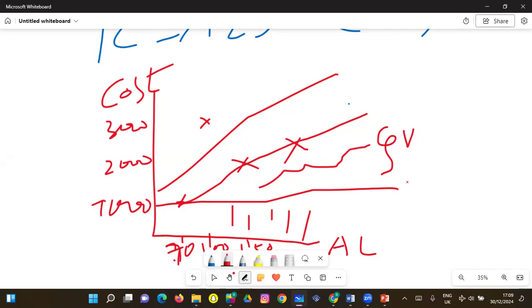Variable cost and base cost, then total cost, right? Something like that. I'm ignoring this. I'm just using this for my example.